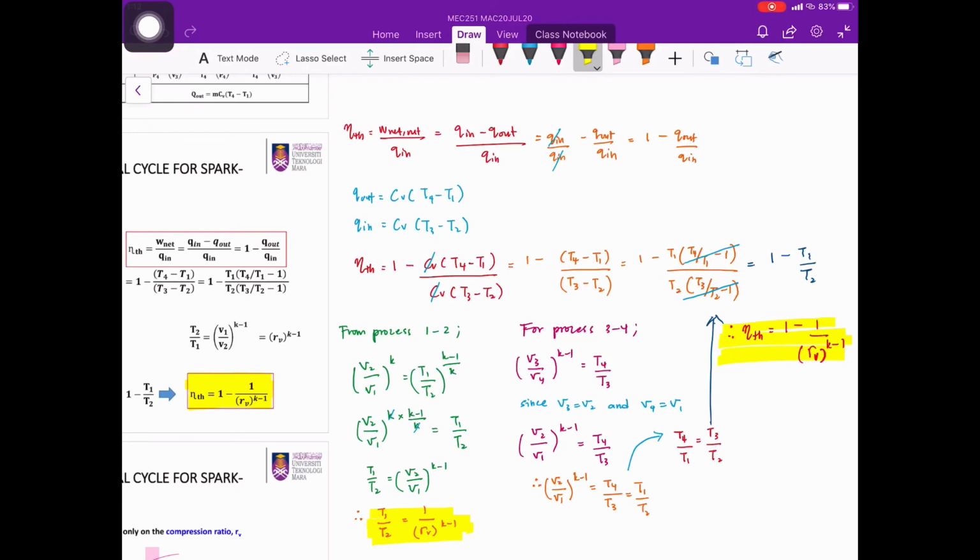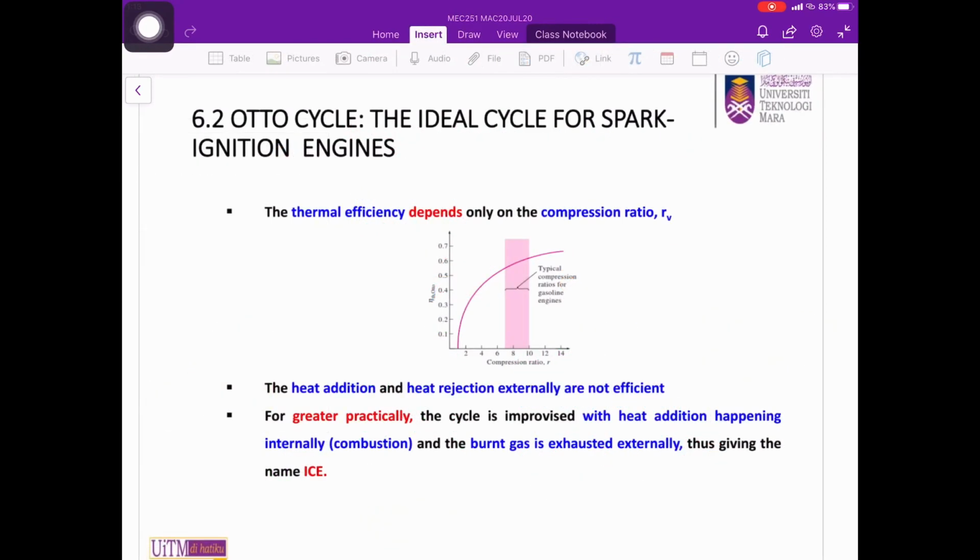From this equation, we can say that the thermal efficiency depends only on the compression ratio, rV. Although in the ideal Otto cycle we assume the heat addition and heat rejection processes are done externally, this is not efficient for operation. For greater practicality, the heat addition process is done internally, while the burnt gas is exhausted externally. That is why it is called the internal combustion engine, ICE.